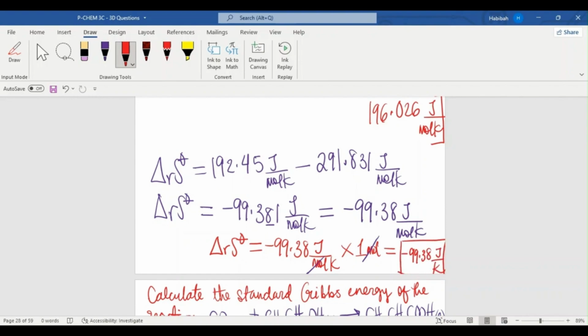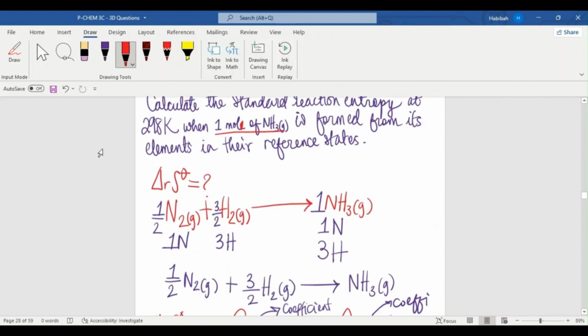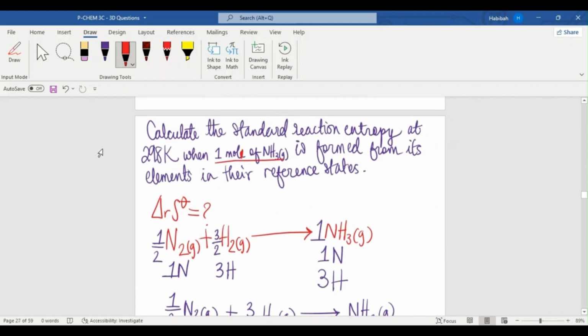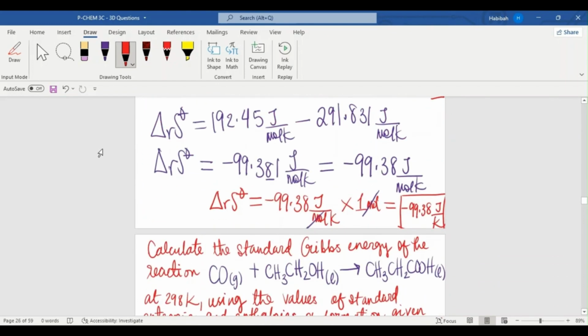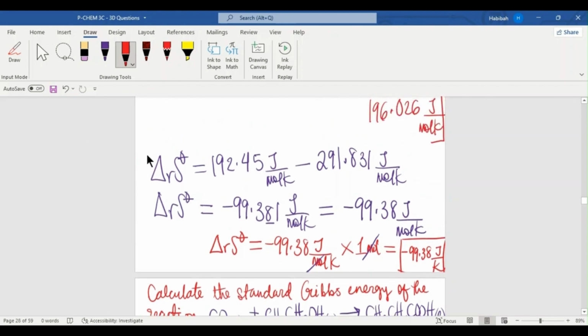If we're not told when 1 mole of NH3 is formed, and we're just told when NH3 is formed from its elements, we're not going to do the last process where we multiplied what we calculated for the standard reaction entropy by the number of moles. We're just going to leave it as negative 99.38 joule per mole Kelvin. But since we're told, particularly, when 1 mole, we have to multiply it, and then we have negative 99.38 joule per Kelvin. Hopefully, this has been easy for you guys to understand.